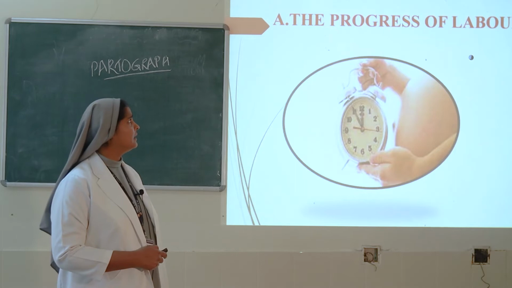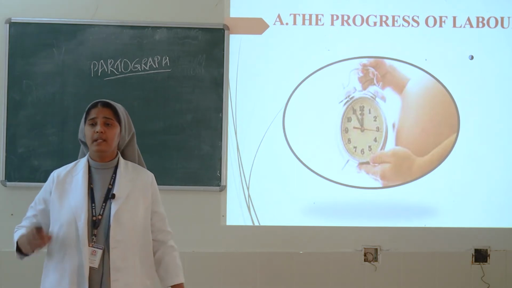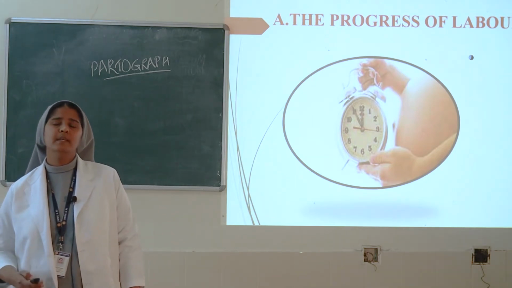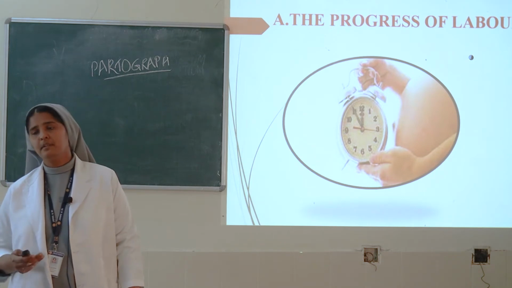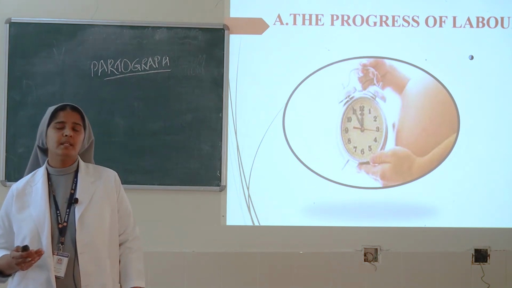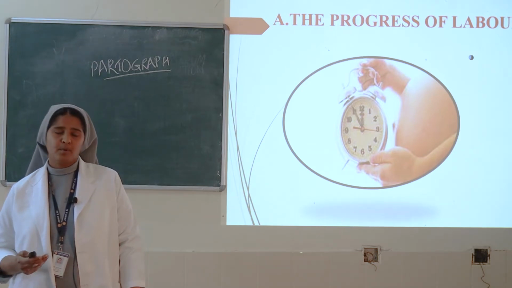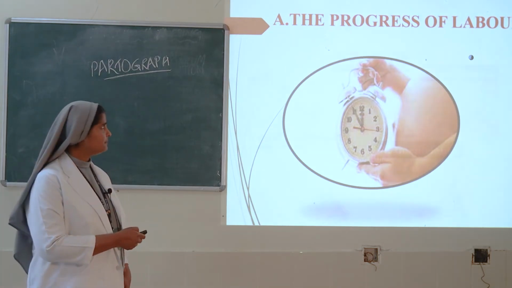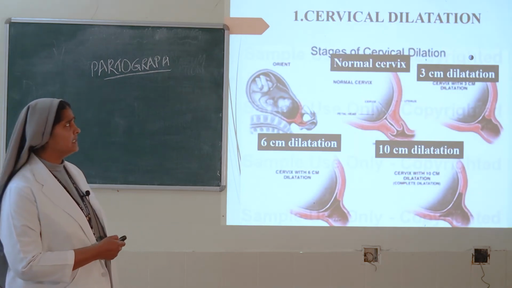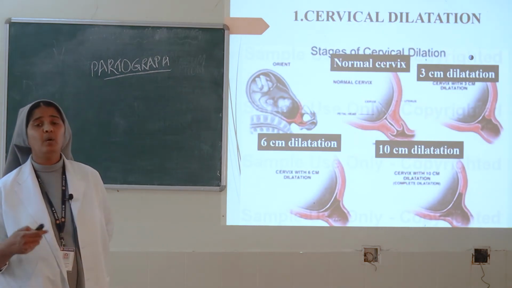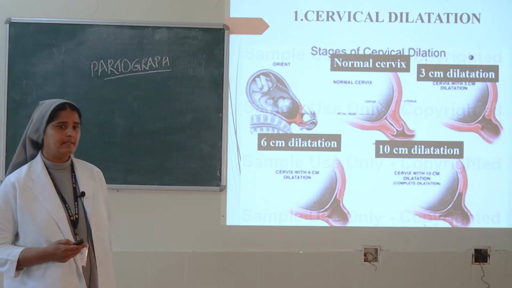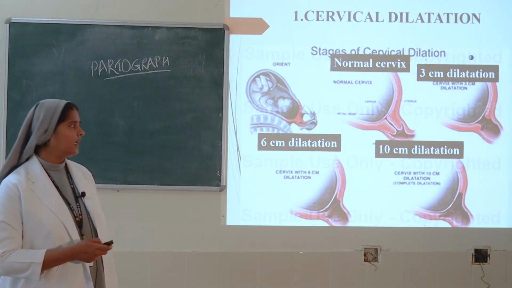The first one is the progress of labor, how the labor is progressing. So, in the previous slide we have seen in the progress of labor there are three components: uterine contraction, descent of the fetal head and the progress of labor. In the first one we can see the cervical dilatation, how the cervix is dilating, that we can assess by seeing the partograph.